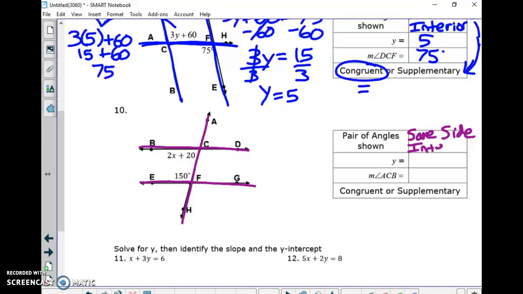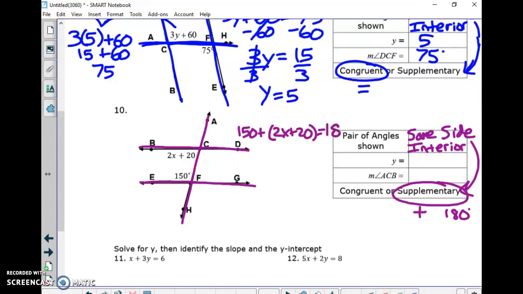And again, when we see that word same side, what do we know? Same side is supplementary. It's going to add up to 180 degrees. So let's do that. 150 plus 2x plus 20 equals 180. Combine like terms. 170, bring down 2x equals 180.